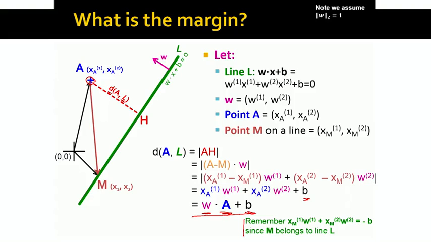So what did we just do? We see that the margin or the distance is exactly the dot product of the vector W that is perpendicular to the line times the location of that point.